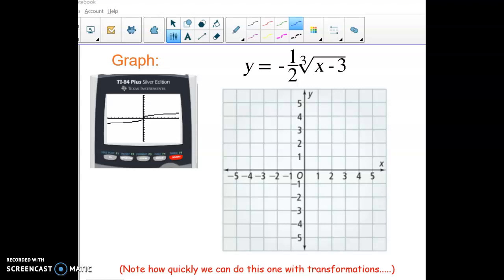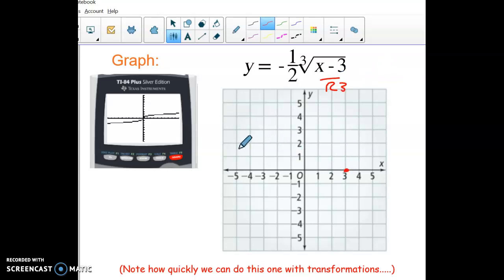All right, so let's do one final one here and do everything. You can do the graph either by your calculator or by transformations, and then do domain and range. And again, a transformation is going to be quite a bit faster. All right, so hopefully you had a chance to try it. And our graph, this just makes us go right 3. There's no up or down.